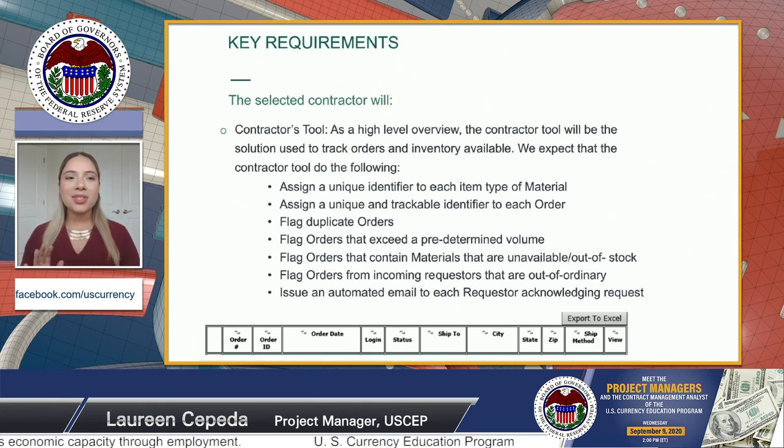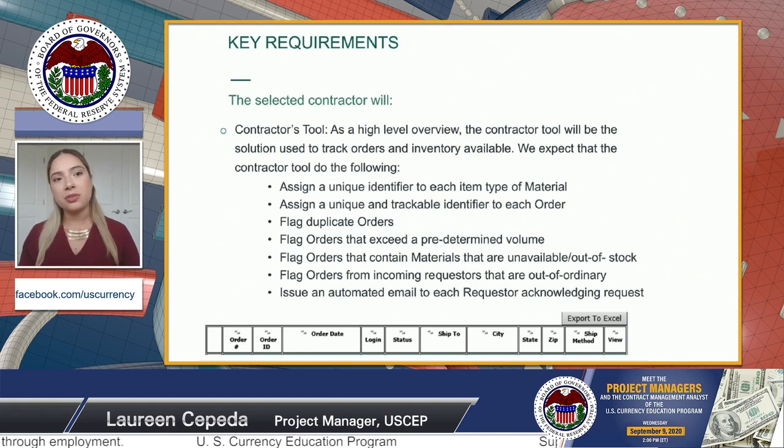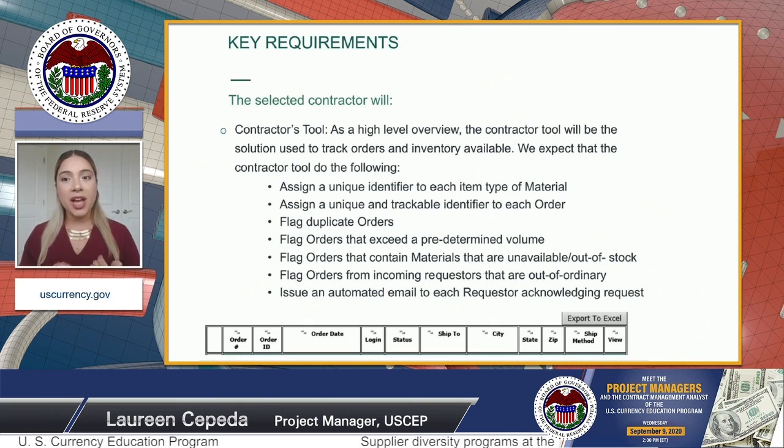So let's get into some of the specifics of the tool. We expect that the contractor tool will do the following. We would want to have a unique identifier for each item type of material. So we have 15 unique items. We would have a unique identifier that we understand is the item identifier. We would need a unique and trackable identifier for each order.